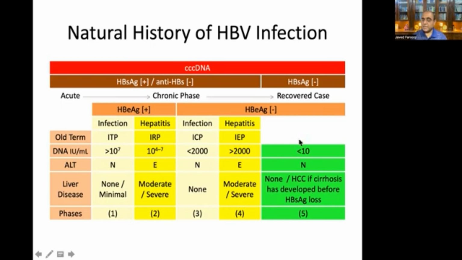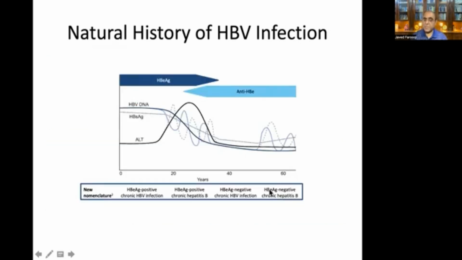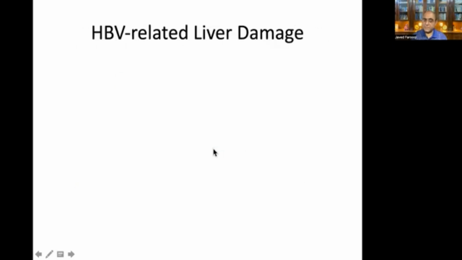And in the recovered phase, there is no additional damage, but HCC chances are there if the patient is cirrhotic and has developed cirrhosis before the HBs antigen loss. So this is an overview of the natural history of hepatitis B virus patients. We all know how the ALT starts rising and decreasing, the DNA levels, the HBs antigen levels.